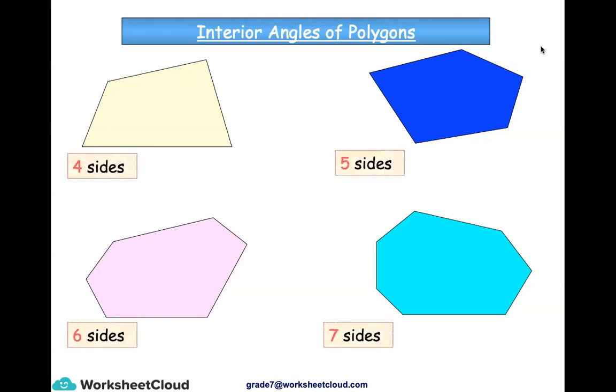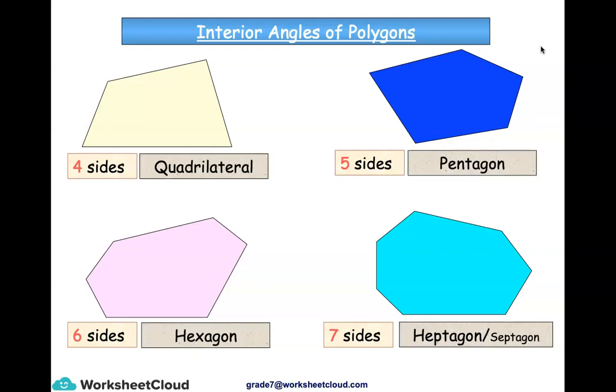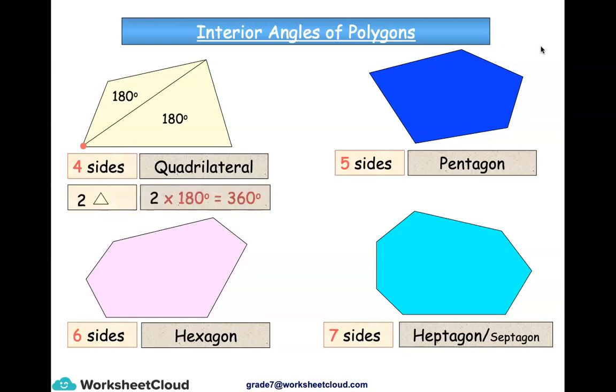So we know that polygons have different numbers of sides. The polygons on your screen at the moment are irregular, meaning that not all the sides and all the angles are equal, as they are in regular polygons. So they're the names that we've been through already. And in each of these polygons, I can make triangles. In a quadrilateral, I can make two triangles, and we know the angles in a triangle add up to 180 degrees. So the angles in a quadrilateral must be 2 times 180, which is 360.